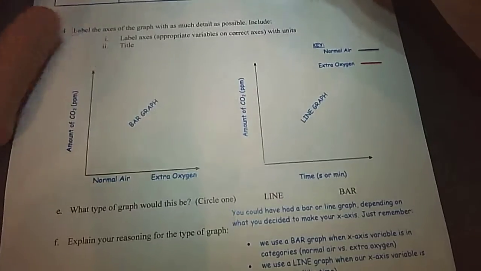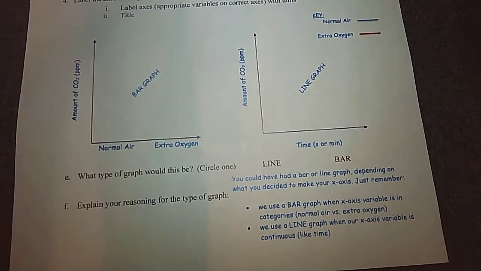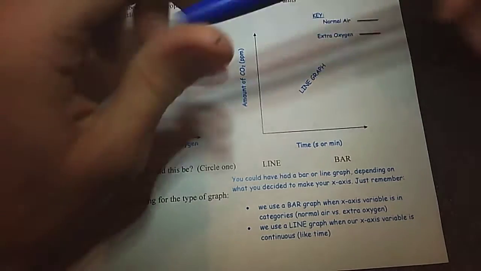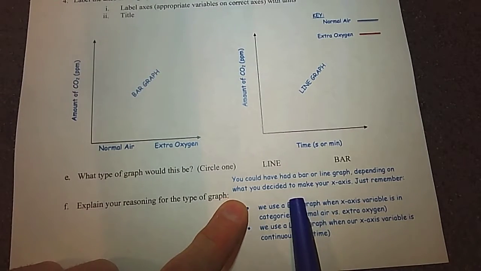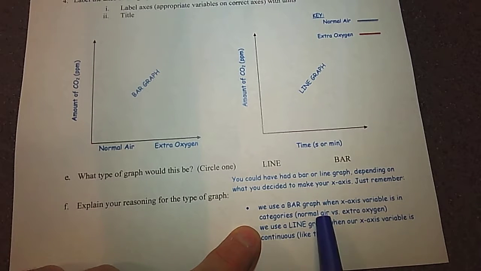All right, so let's go on to the graphs, and you'll notice there's actually two different graphs here. Sometimes there's only one type of graph you could have. In this case, there could be two, depending on how you went about it. So let's just start with why you would make a certain graph. We use a bar graph when the x-axis variable is in categories.